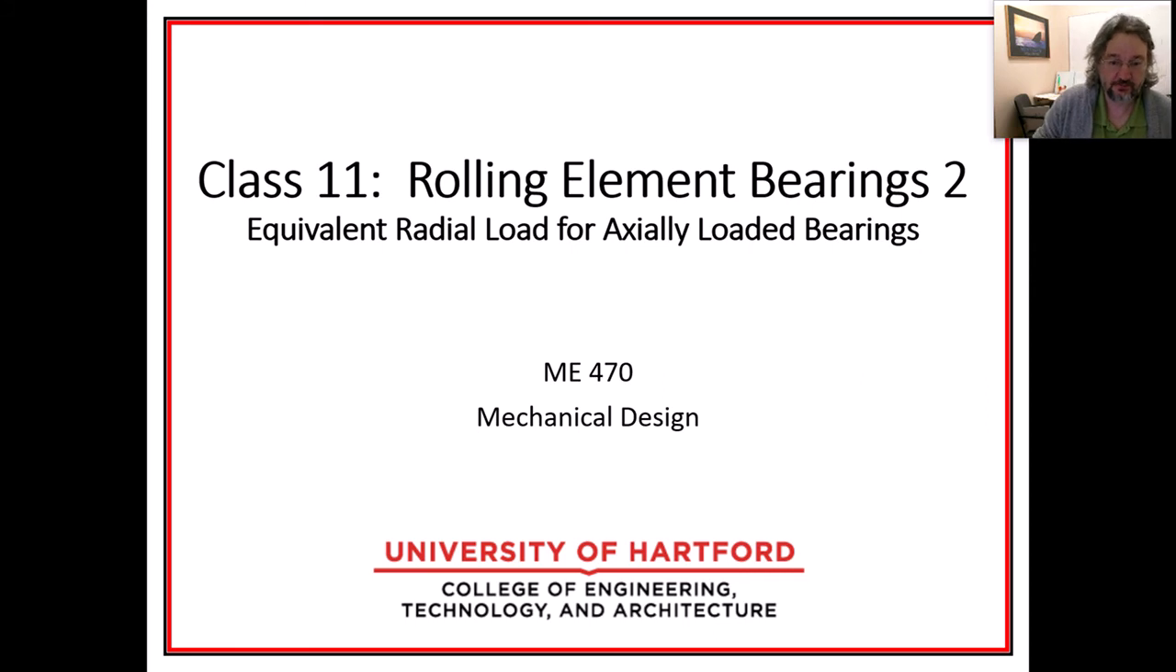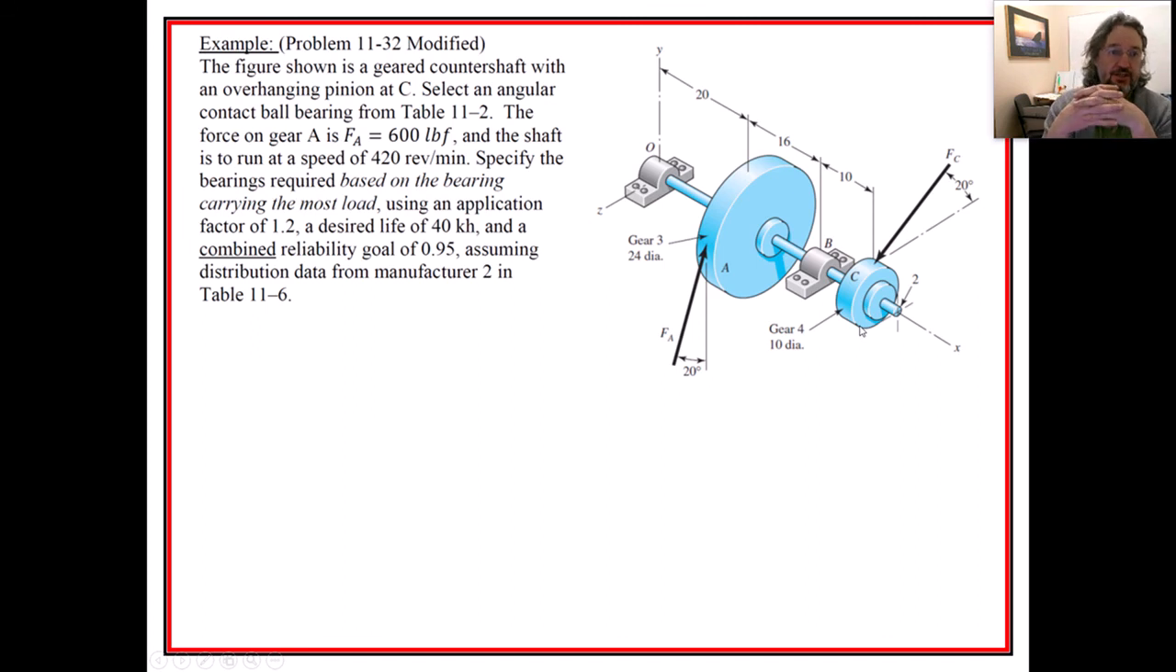There are a lot of 3D shaft problems in Shigley. So here it is. This is problem 1132 that I said was modified. The figure shown is a geared countershaft with an overhanging pinion at C. We want to select an angular contact bearing from the available table. And we know from this that the force on gear A is 600 pounds and the shaft is to run at a speed of 420 RPM. Specify the bearings required based on the bearing carrying the most load.